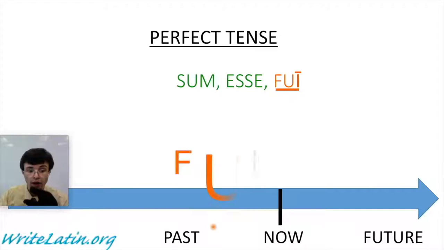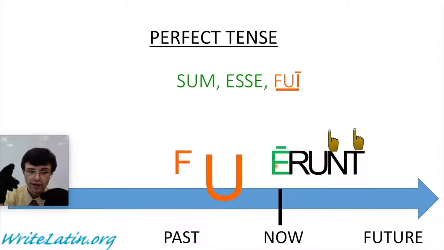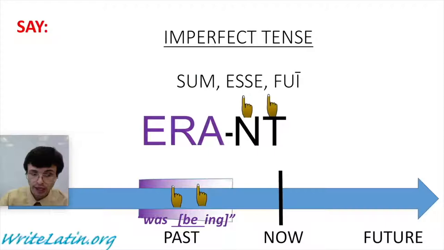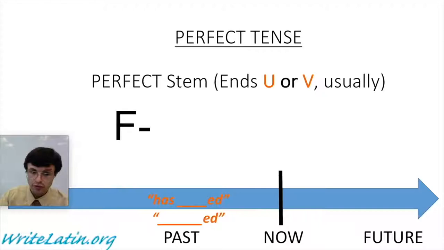So you now have two ways to translate it, like called and have called, and then in this case you have were and have been. Was and were being was the imperfect, but that had an ing suffix on it. So again, the perfect tense of the verb to be is fui, fuisti, fuit, fuimus, fuistis, fuerunt.